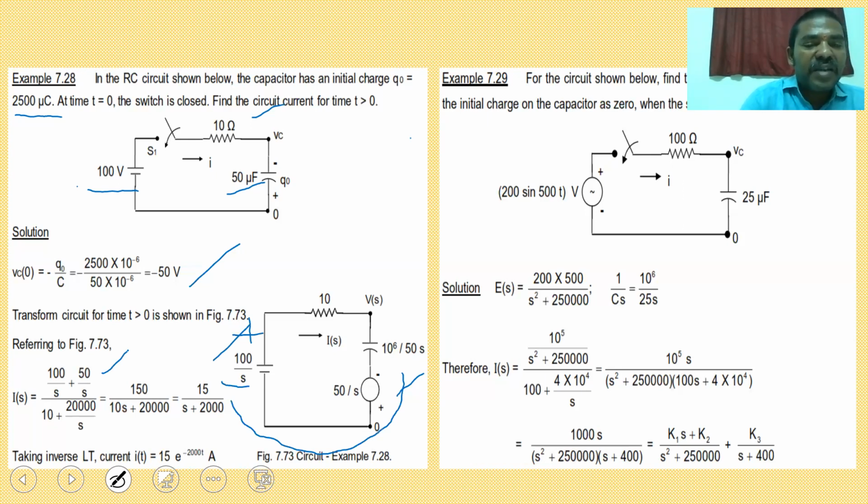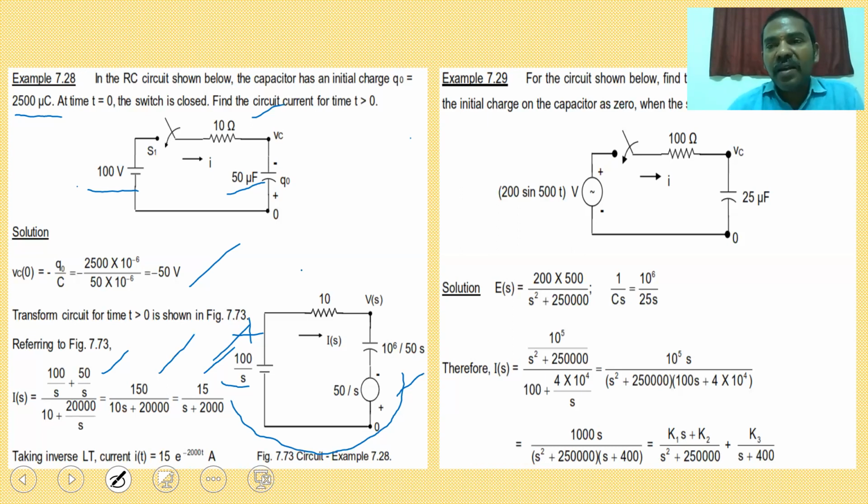Impedance is 10 plus 10 power 6 by 50 S, that is 10 plus 20,000 divided by S. So that is equal to 150 divided by 10S plus 20,000, or 15 divided by S plus 2,000. Now taking the inverse Laplace transform, you get i of t equal to 15 e power minus 2000t amperes. Like this you have to go for the calculation of the currents.